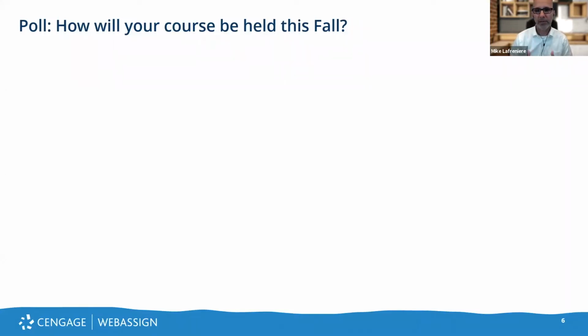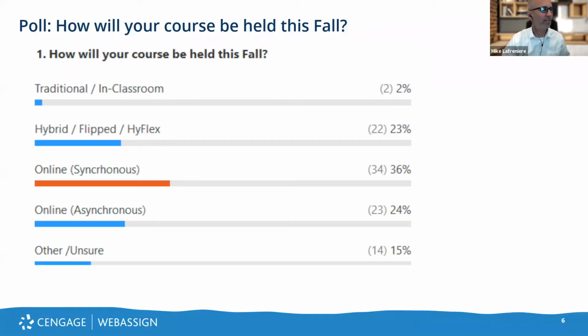So I think we've got some results in. If it's all right to share, I'm still learning how this is going to show up on the poll side of things. Looks like we've got online synchronous taking the lead with 36% of you, 34 folks in the absolute count, so you get an idea of sample size there.